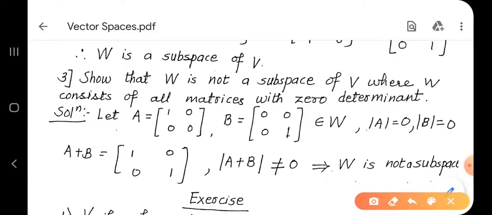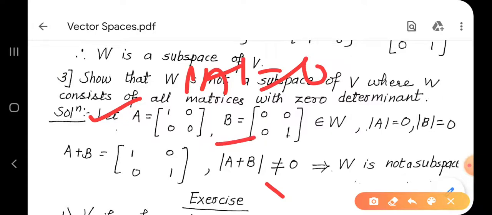But this is not true. This is not a subspace, because there are some matrices whose addition, if I take, its determinant is not equal to 0. If I take a matrix A as 1 0 0 1, determinant of A is 0. Correct? Then matrix B, its determinant is equal to 0, 0 0 0 1. But if I take A plus B, I get 1 0 0 1. It is the identity matrix, its determinant is 1. So the determinant is not equal to 0. Therefore, W is not a subspace.